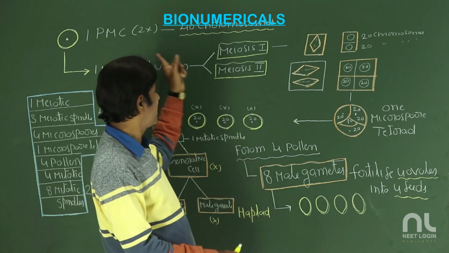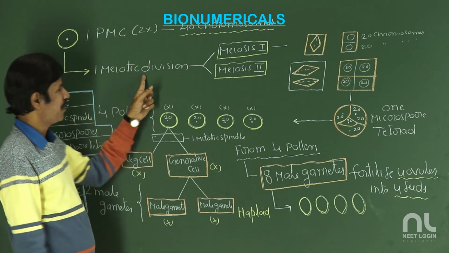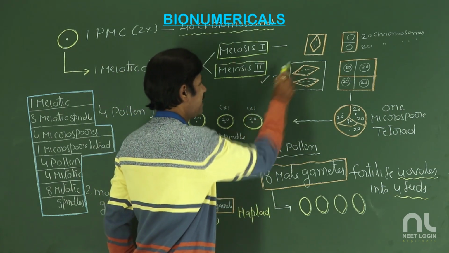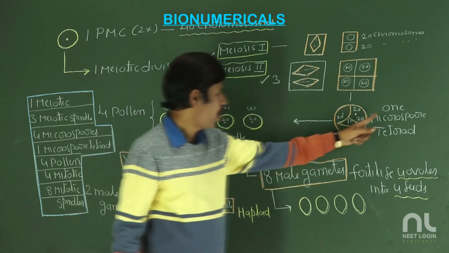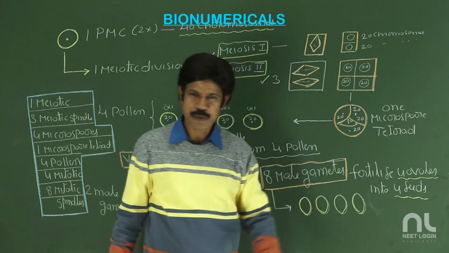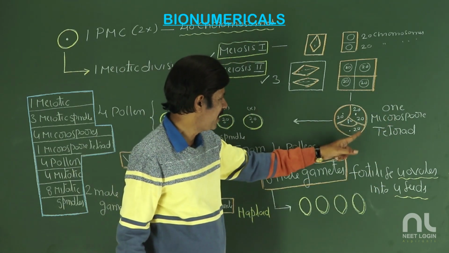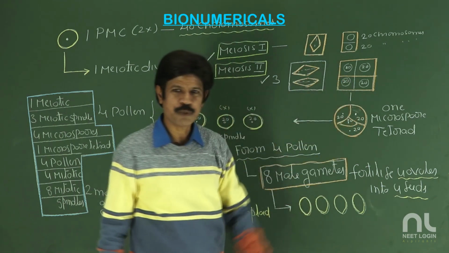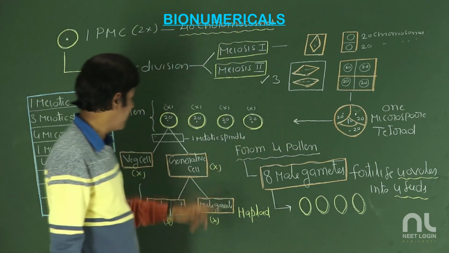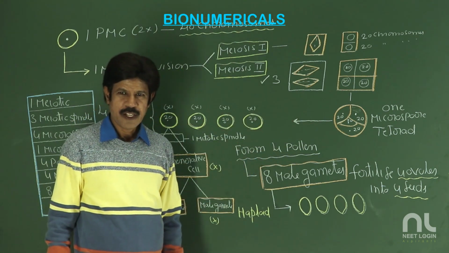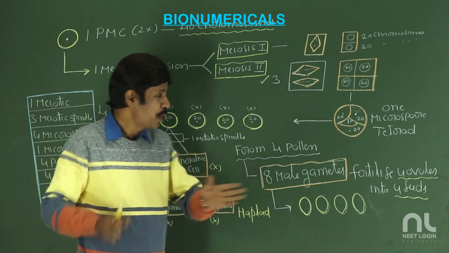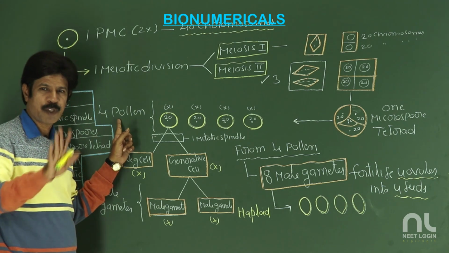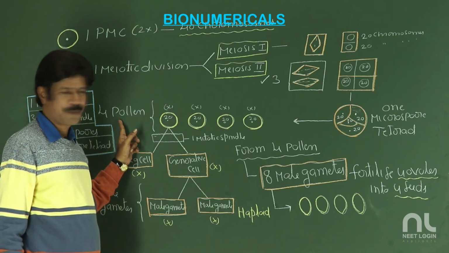So for one pollen mother cell, 1 meiotic division. How many meiotic spindles? The 3 meiotic spindles. How many microspore tetrads? 1 microspore tetrad. Each cell has 20 chromosomes. And it gives 4 pollen grains. Detached microspores from the microspore tetrad are considered pollen grains. Number of pollen grains? 4 pollen grains.